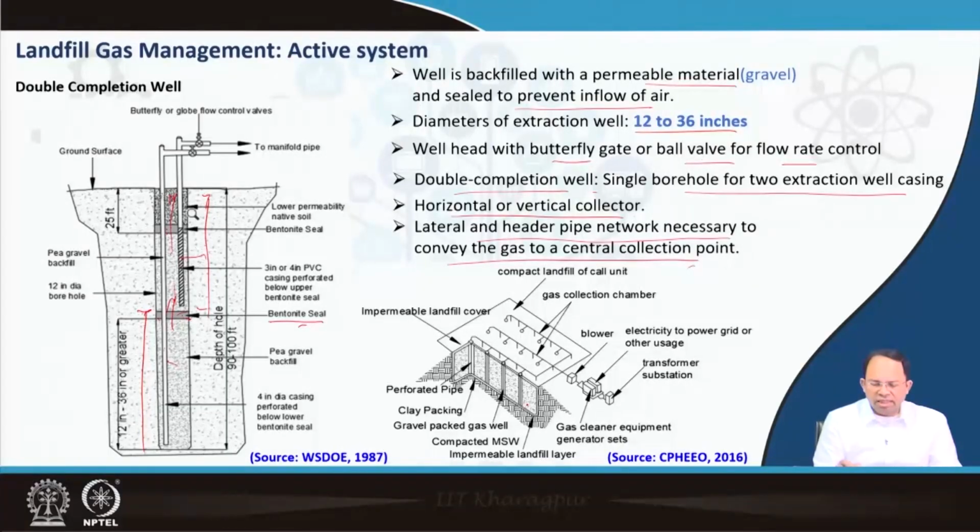As you can see in this image, these are the gas collection wells, and from here there is a lateral and header pipe network which will bring the gas to the blower, which actually sucks the gas. Then it is transported to this particular station where electricity is produced and transported to the power grid via a transformer, right? So that is how the overall gas management system works.